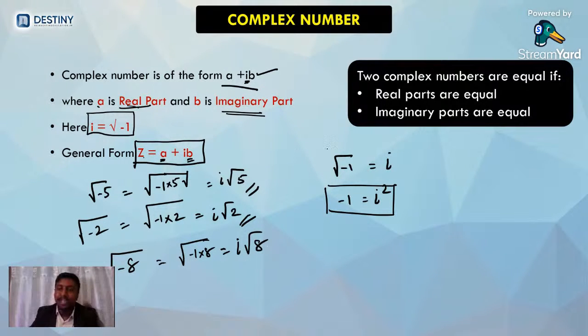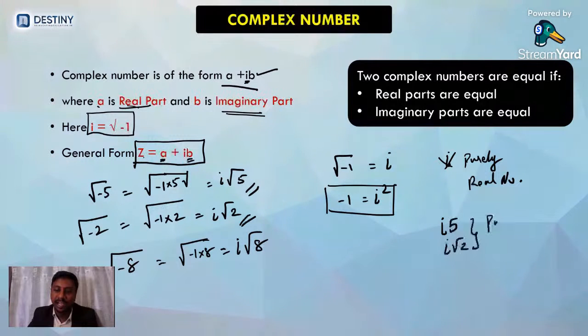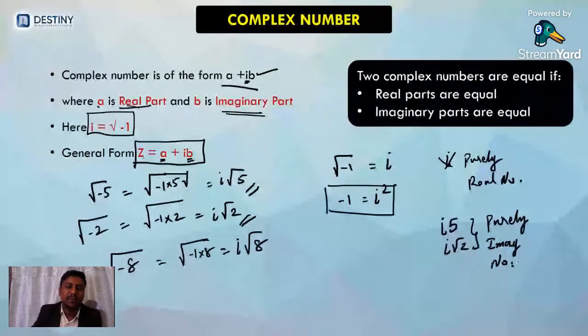If you see any number without i, that is a purely real number. If you see any number with i, like 5i, i root 2, likewise, it is a purely imaginary number. Did you understand? So if you have only a, this is a purely real number. If you have only the term bi, this is a purely imaginary number.